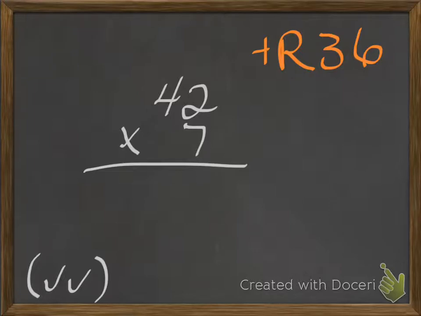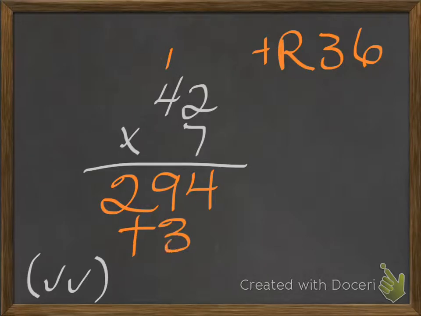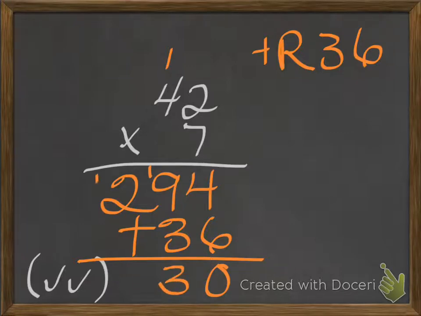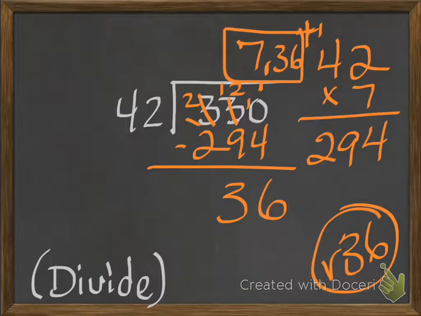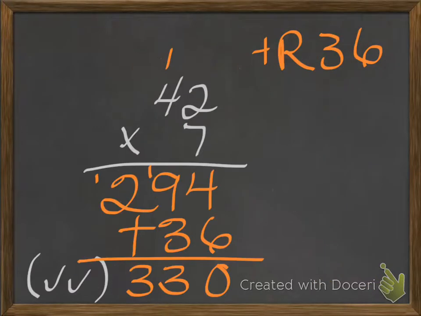So double checking using multiplication. 7 times 2 is 14. 7 times 4 is 28, plus 1 more is 29. Then I have that remainder of 36 to add on. 6 plus 4 is 10. 9 plus 1 is 10, plus 3 is 13. 2 plus 1 is 3. 330, and that is the number we started at in our dividend.